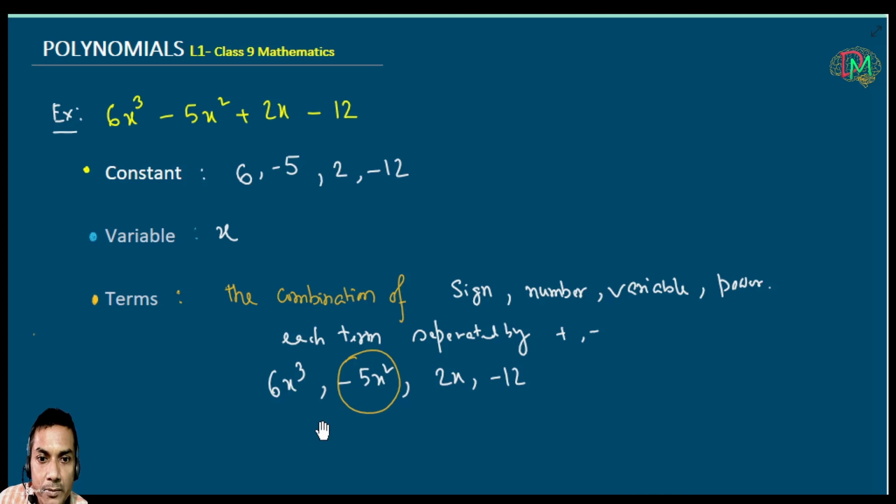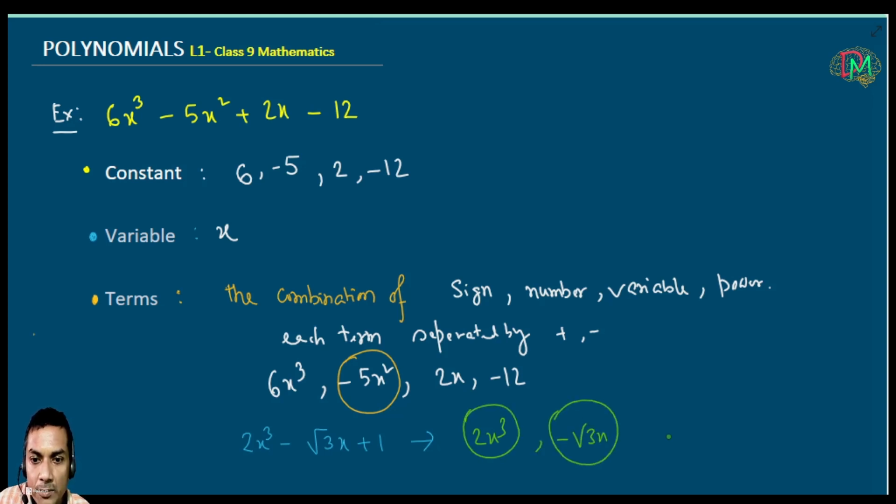Clear? So suppose another example, for example 2x cube minus root 3x plus 1. So here what are those terms? Here the terms are 2x cube, which is one term, another is minus root 3x, and another is 1. This is also a term. Clear? This is another example.